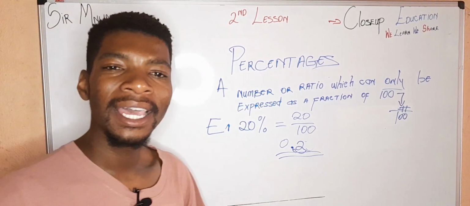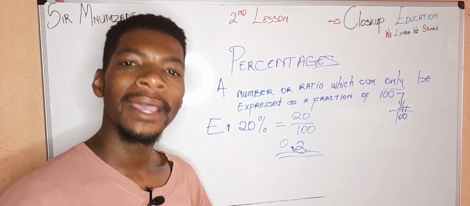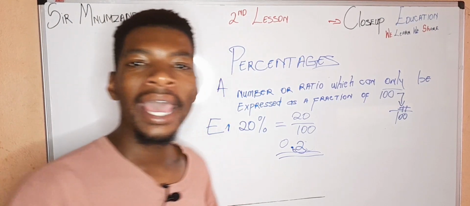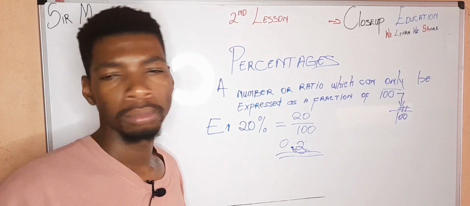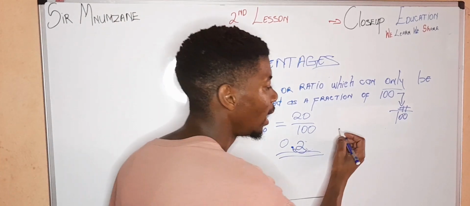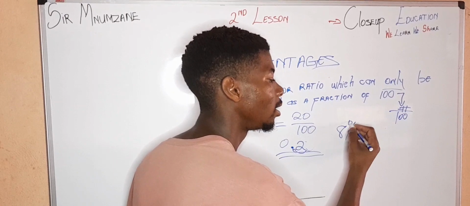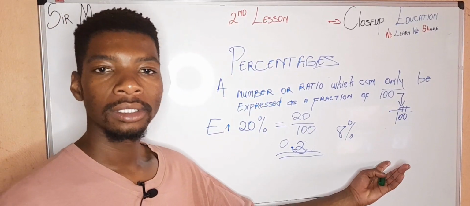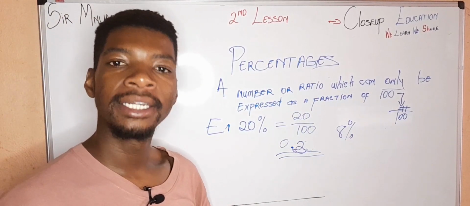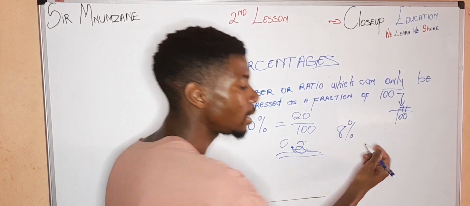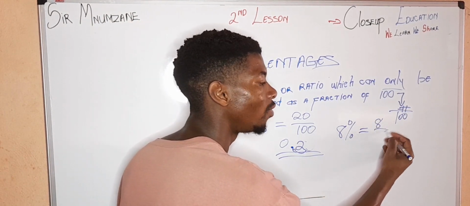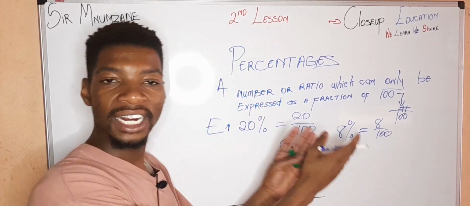Okay, let's make a more difficult example. Let's say you are given a one-digit percentage, like 8%. Convert 8% into a fraction and into a decimal. How do you do it? You just say 8% is equal to 8 over 100 in a fraction form.